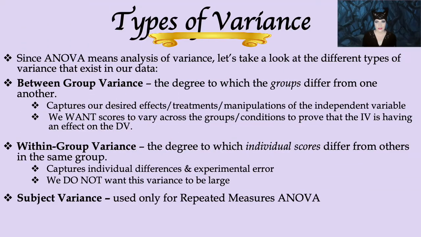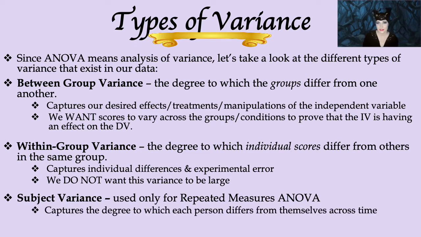We also have a variance called subject variance, and the subject variance is relevant only when using repeated measures ANOVA. So you will never be calculating subject variance if you have a between subjects design. We only calculate subject variance if we have a repeated measures design, and this variance captures the degree to which each person differs from themselves over time.